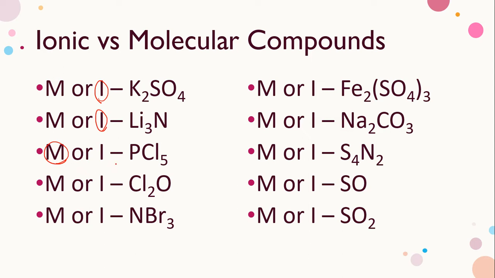Okay, let's see how you guys did. Here on this compound, both chlorine and oxygen are nonmetals, so this is going to be molecular. Nitrogen and bromine are both nonmetals, so that's molecular. Here, though, iron is a metal. This makes this ionic. Sodium is a metal, so it's ionic. Sulfur and nitrogen are both nonmetals. They're to the right of those metalloids, so this is going to be molecular. And then the last two are also molecular because sulfur and oxygen are nonmetals.